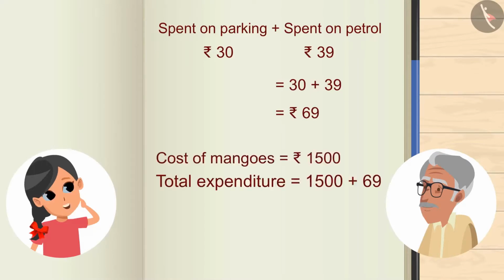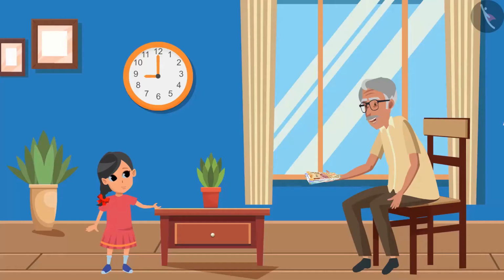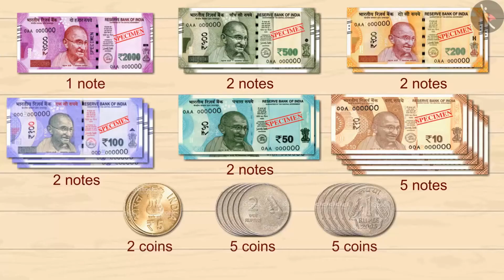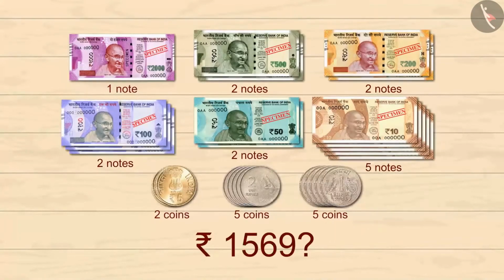So our total expenditure will be 1500 plus 69, that is 1569 rupees, Grandpa. Okay, look. I have these many notes and coins with me. How would you make 1569 out of these? 1 minute, Grandpa. So we have to make 1569.